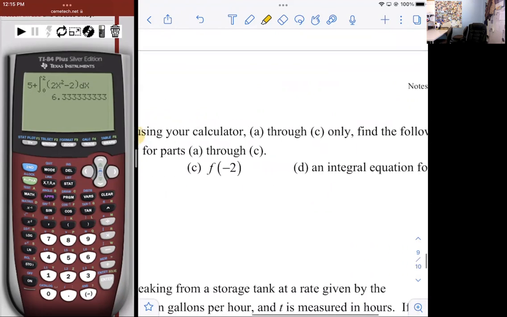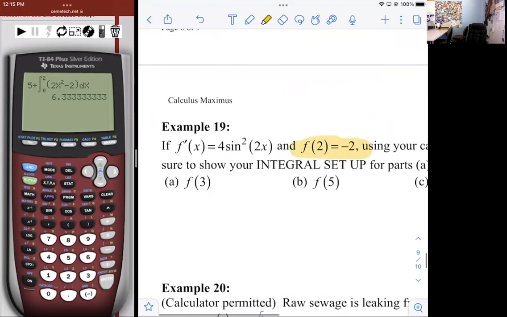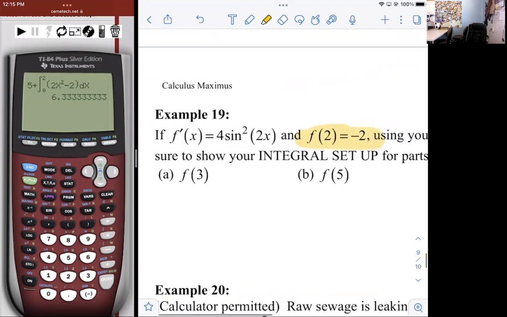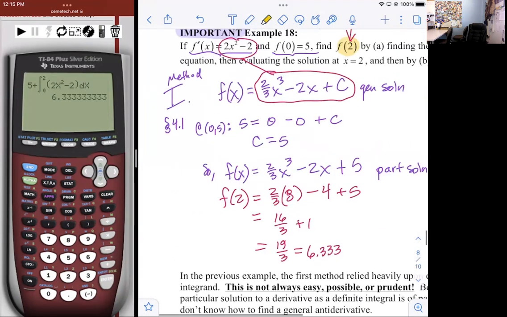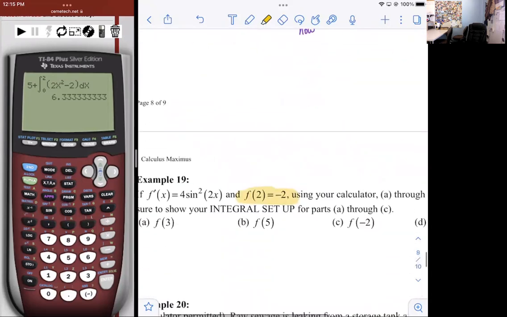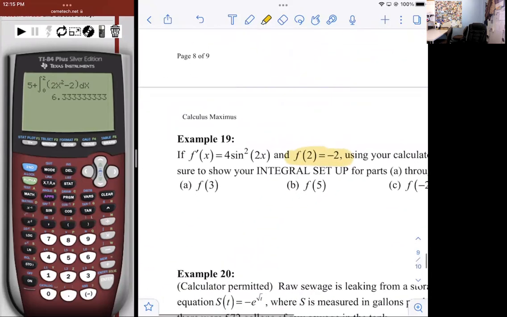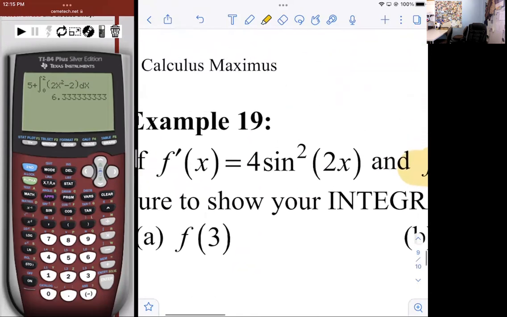Use your calculator to find the following. Well, f of 3. Now, if it didn't tell me to use my calculator, I could still do it if I wanted to and was able to, using method one up here. I could find the antiderivative and find the value of C by using the point (2, -2) and then plug in the 3. But what's the antiderivative of 4 sine squared of 2x?